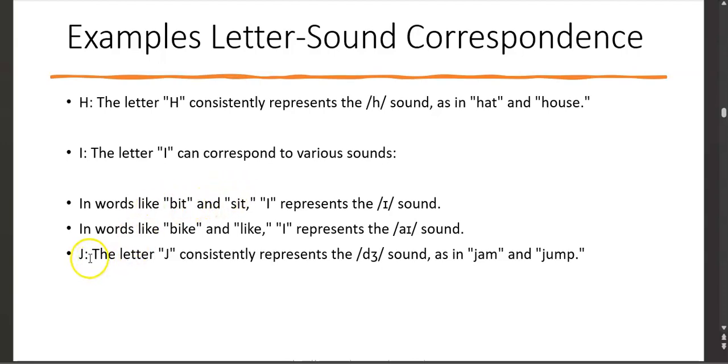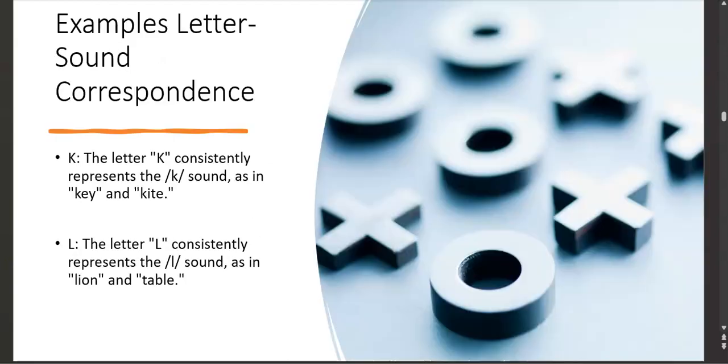We have letter J, sound J, for jam, jug, jump. This is just one. Letter J, sound J. Repeat with me. Letter J, sound J. Very easy to do. Again, I want us to look at very many examples, because through this we'll be able to understand what phonics really are.